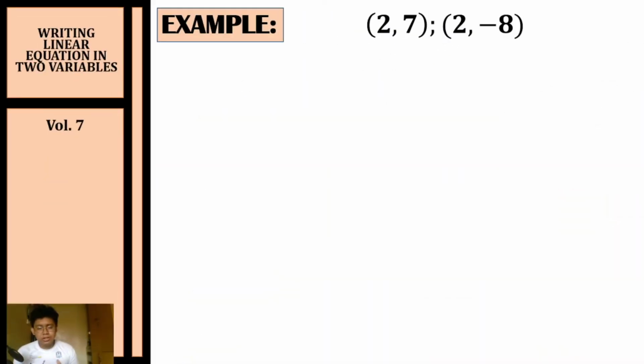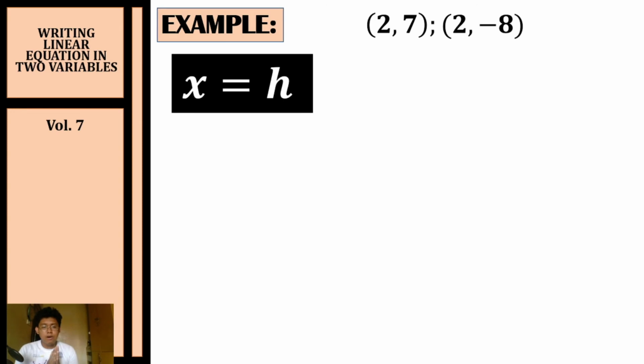Alright, okay, let's have another example. We're going to get the equation of the line passing through 2, 7 and 2, -8. Instead of using the 2-point form, let's observe our x-coordinate. Since we have the same x-coordinate, we will have a vertical line. So we can use our vertical form, x is equal to h. We will just copy our x-coordinate and substitute that in our equation. So we will have the equation of the line, which is x is equal to 2.